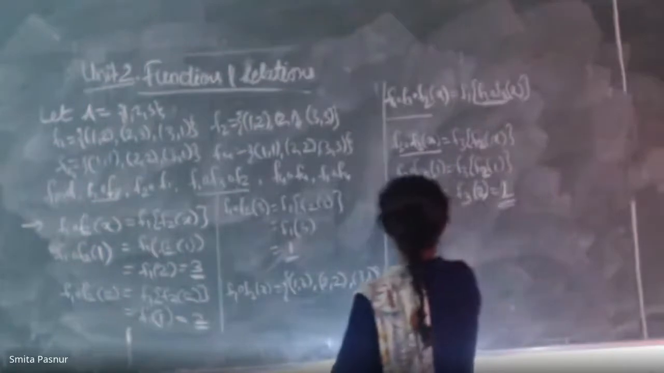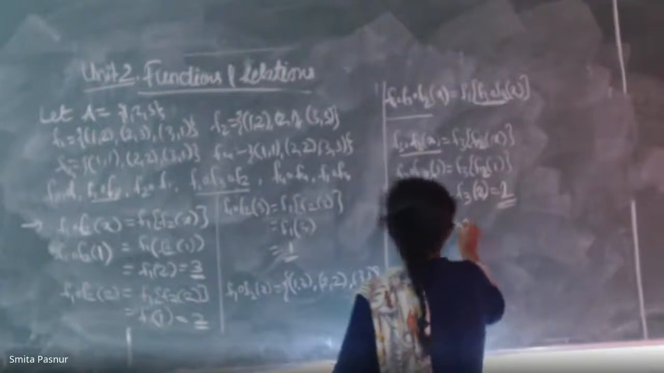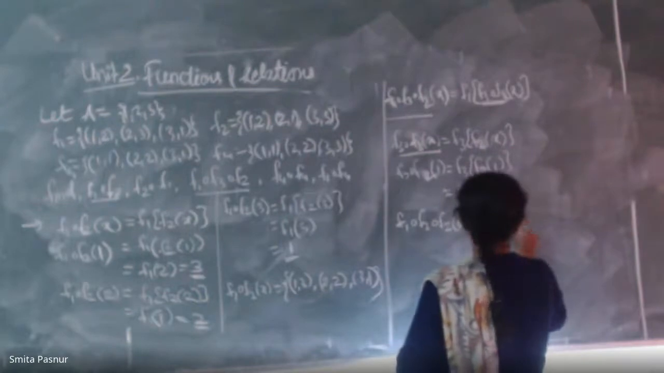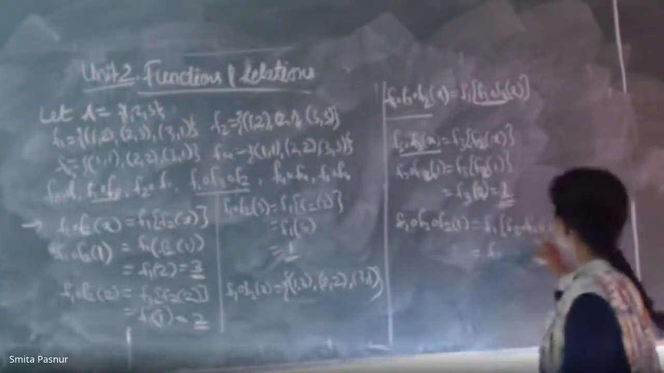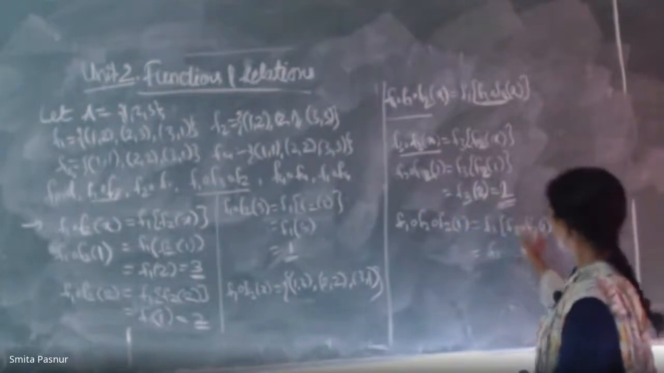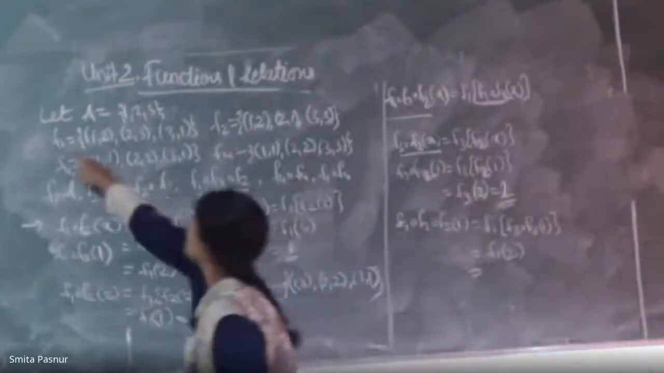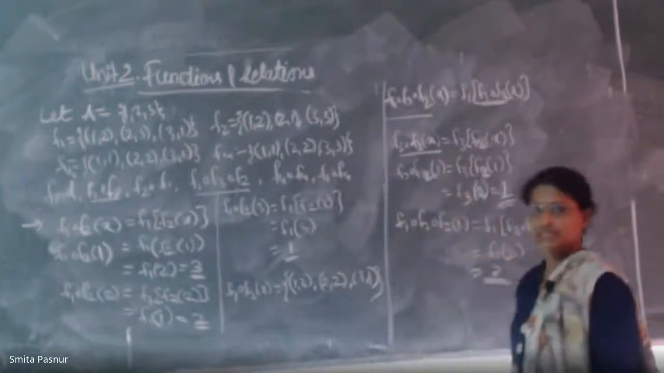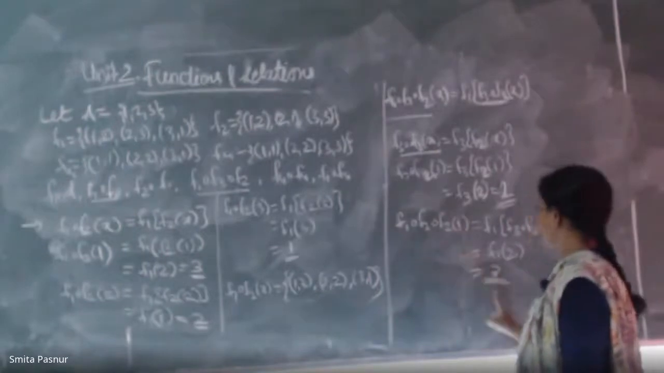Now this 2 I am going to put here: F1 composition F3 composition F2 of 1. So what is F3 composition F2 of 1? The output of this is 2. So write down 2 here. So what is the output of F1 of 2 then? F1 of 2 is 3. So write 3. Is that clear? So this is how you have to solve. So now you got the answer. For this, the output is 3.